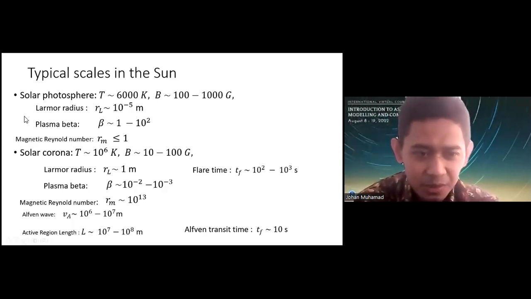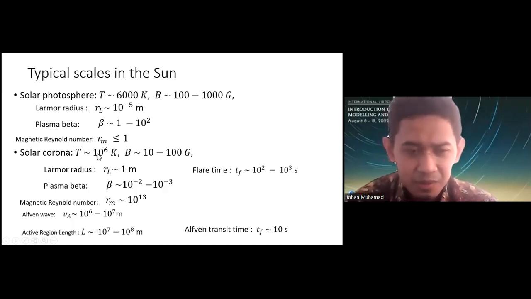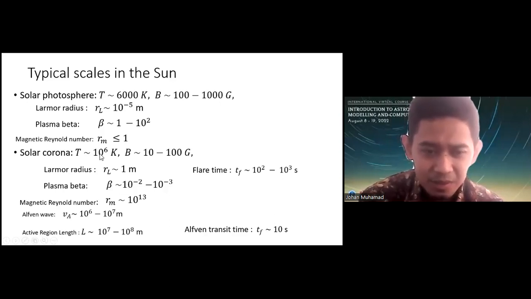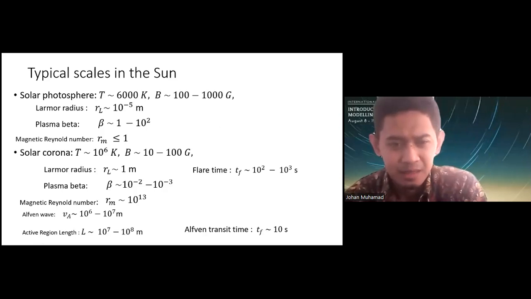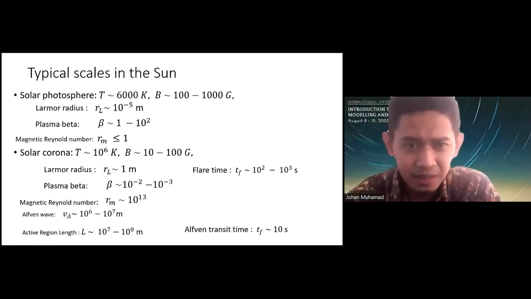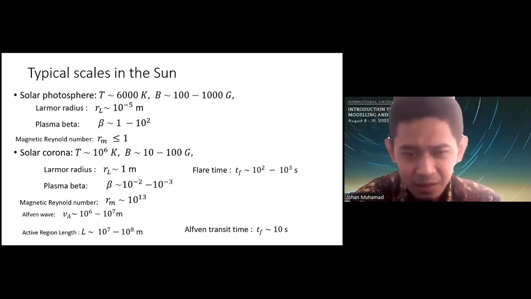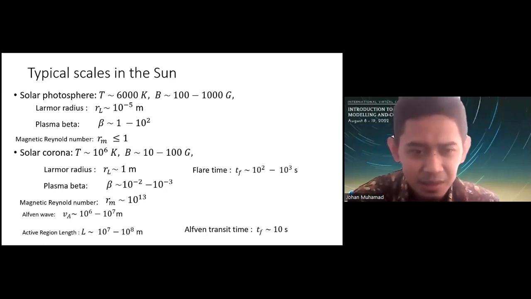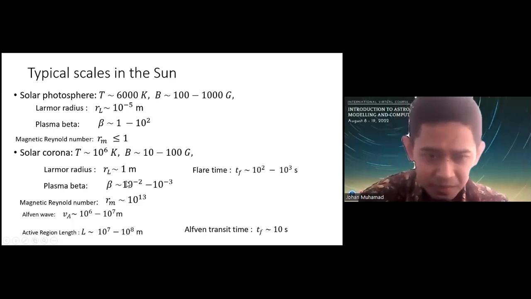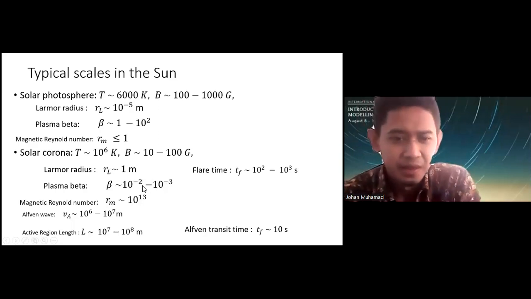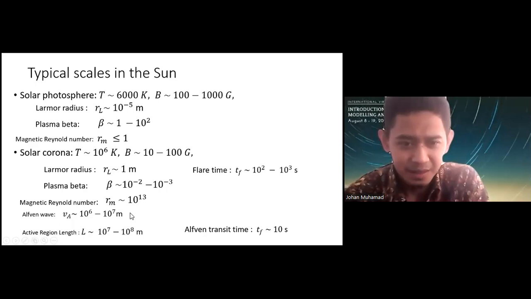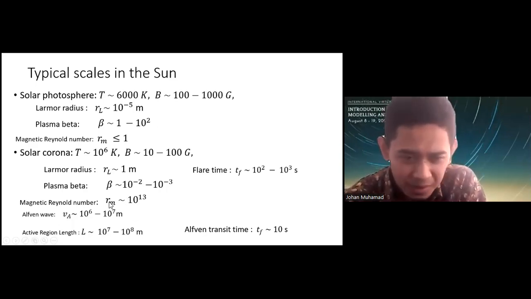That is for the photosphere. For the corona, the temperature is much higher than in the photosphere, on the order of millions of Kelvin, and the magnetic field is much lower, on the order of unity or tens or even 100. The Larmor radius is about 1 meter, whereas in the previous slide it was about 1 centimeter. And the plasma beta is very small, so it means that the magnetic pressure is more dominant. The magnetic Reynolds number is very big, which means that the advective term is more important and more dominant there.